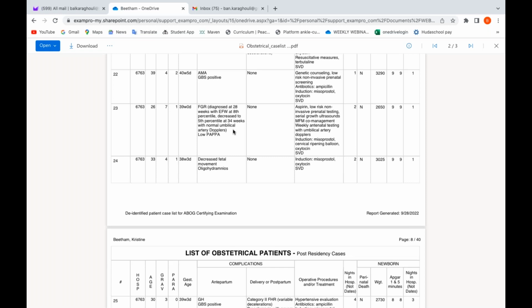Okay. How do you differentiate between symmetric and asymmetric IUGR? So symmetric IUGR would be where the indices are all decreased kind of along the same growth curve.